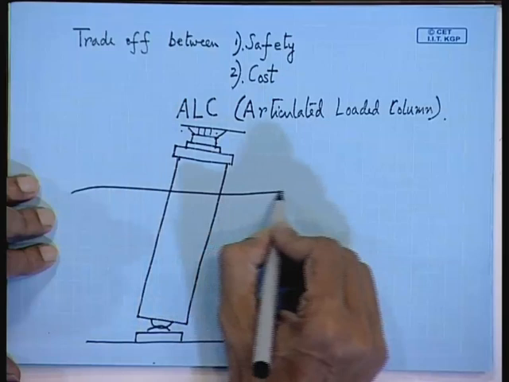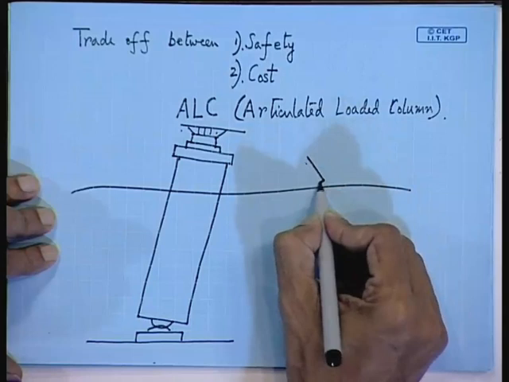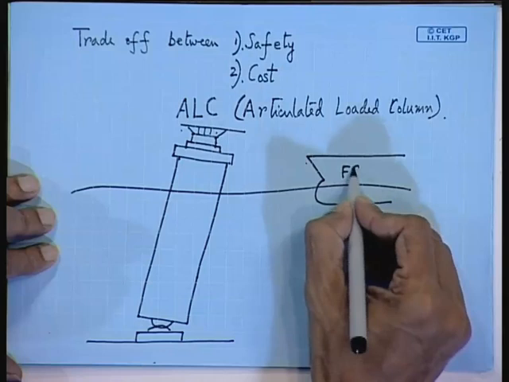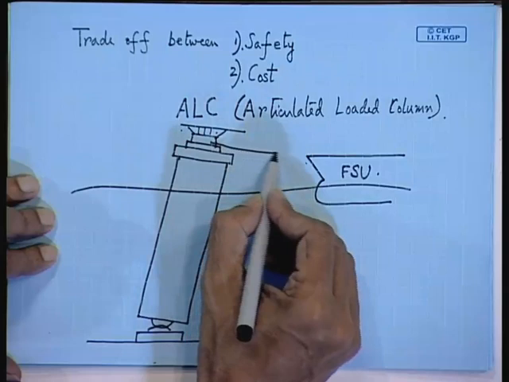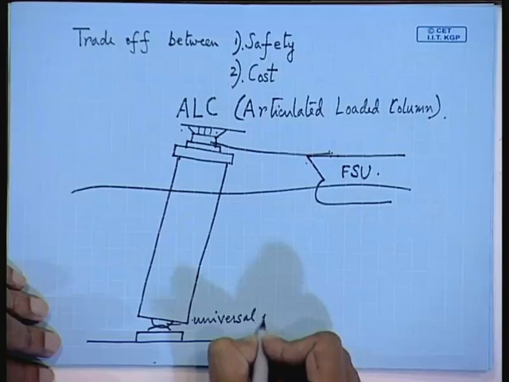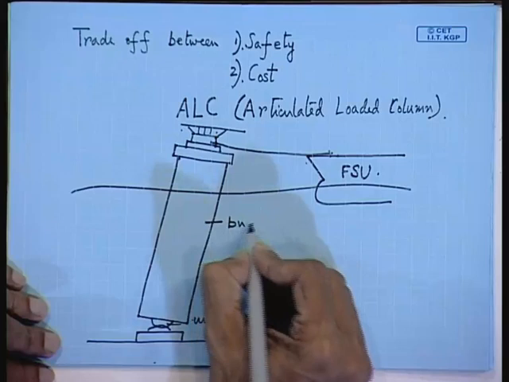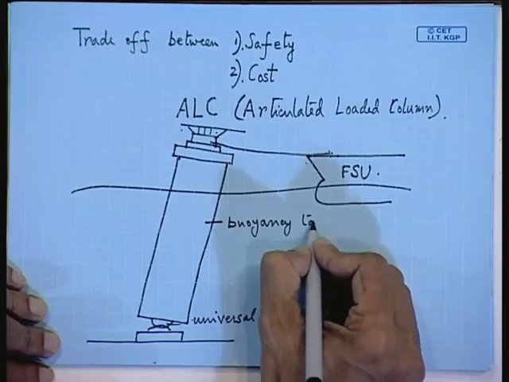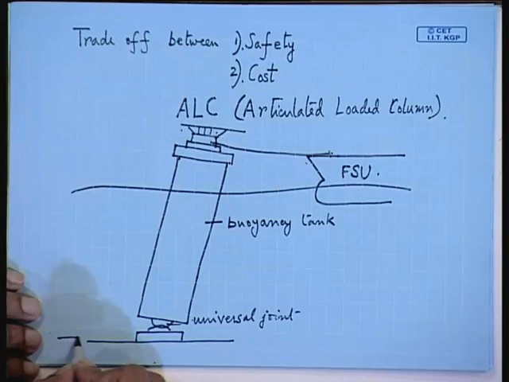and your FSU will be located somewhere here. So again the turntable will be here, this is your loading hose. So this is your universal joint. Buoyancy tank. Now one advantage you get from this configuration is that you are giving at least some protection to your pipeline or riser. So the riser, you can take it inside.